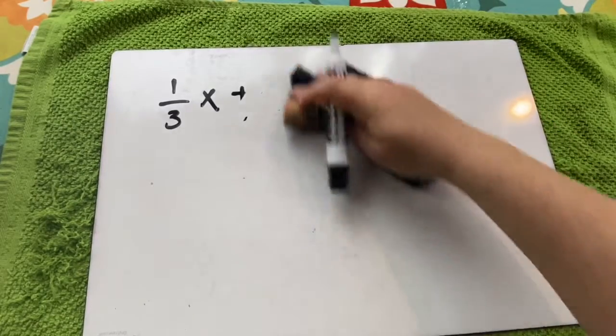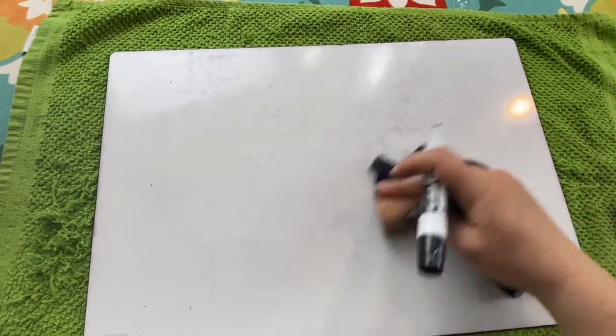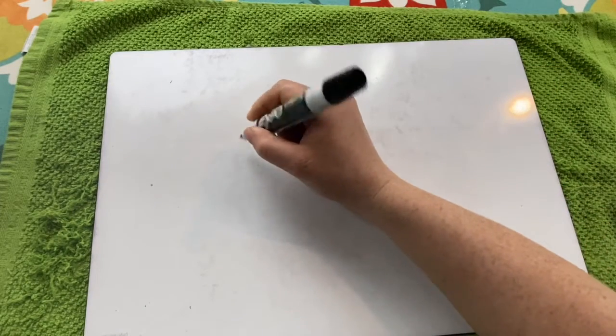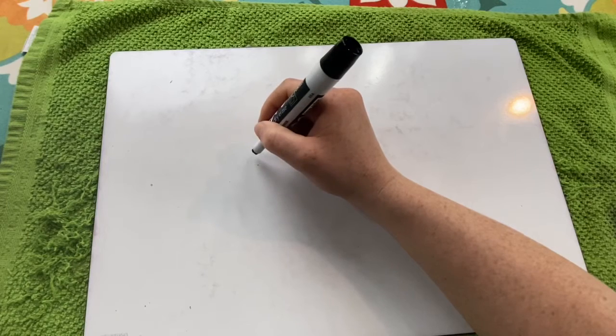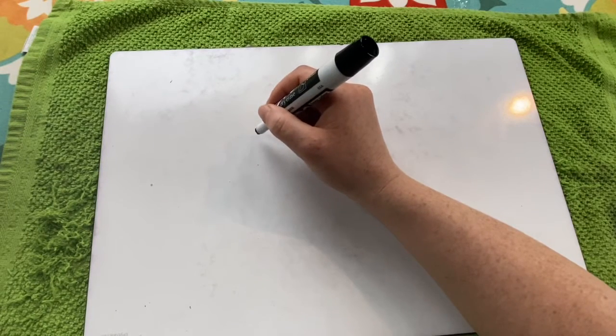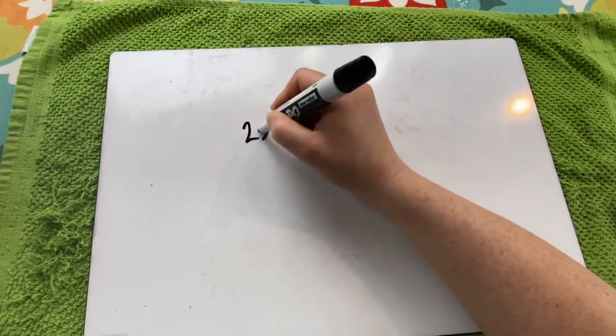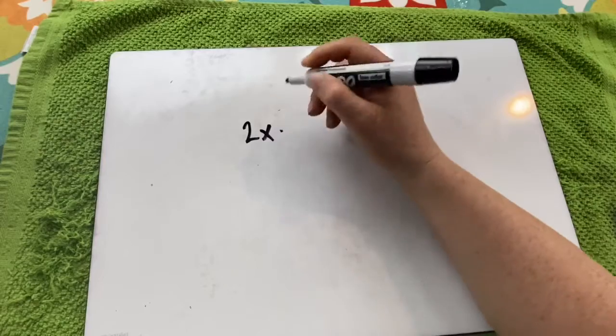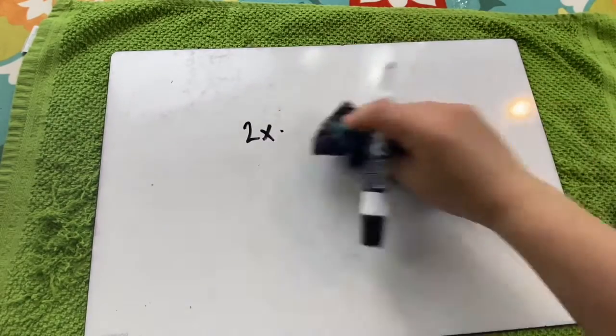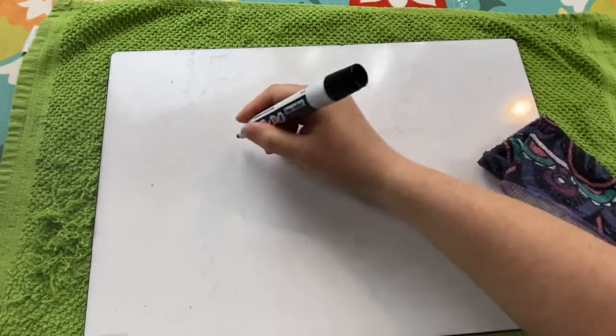Okay. Let's do another one like that. Simplify. They don't want to give me another one like that. Okay. Anyways, 2x. I don't know why I wrote 2x. Okay, here we go. Sorry.